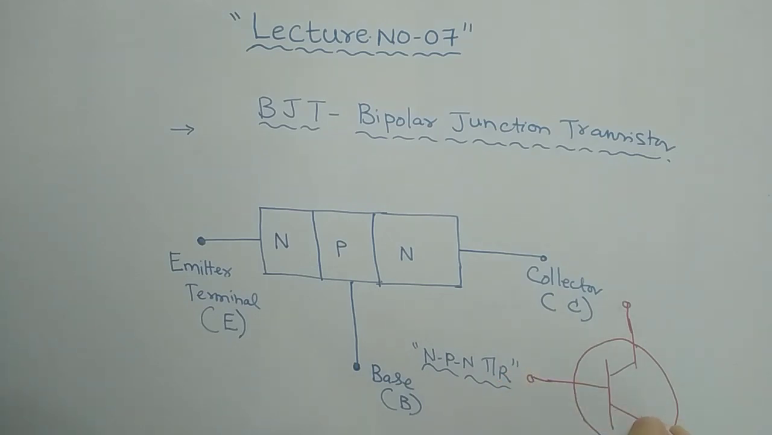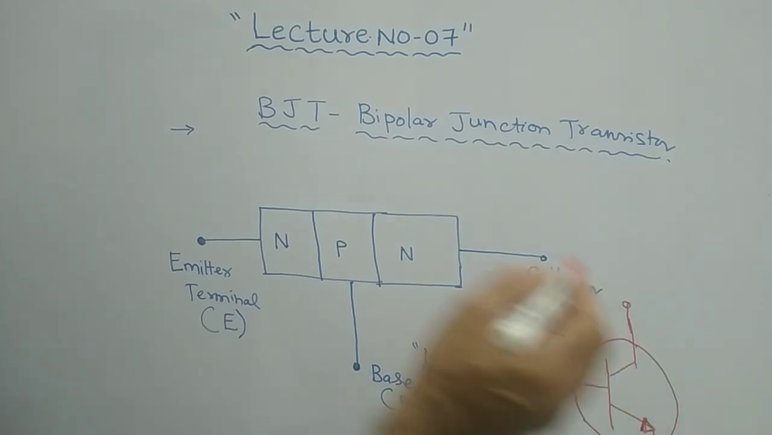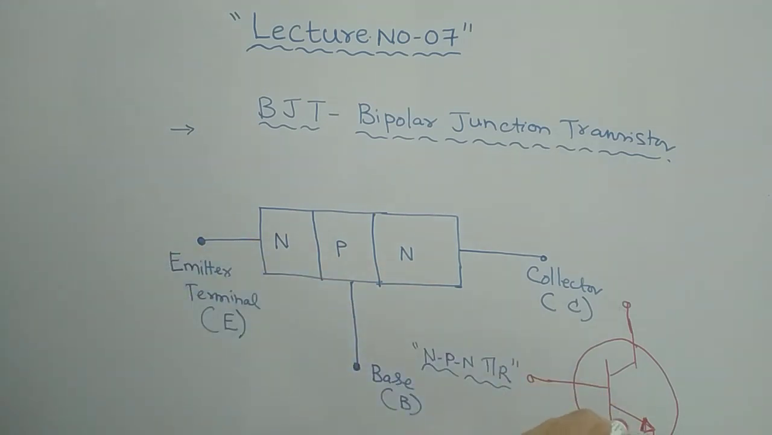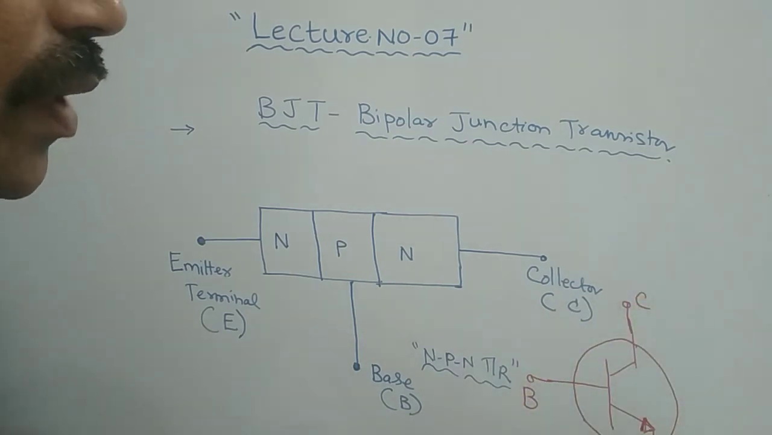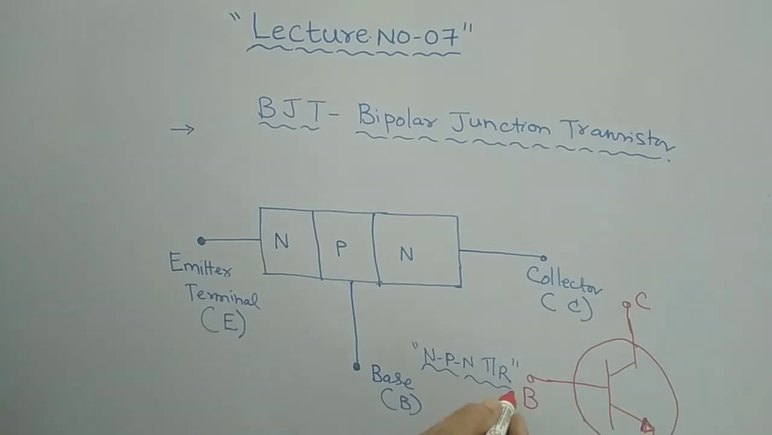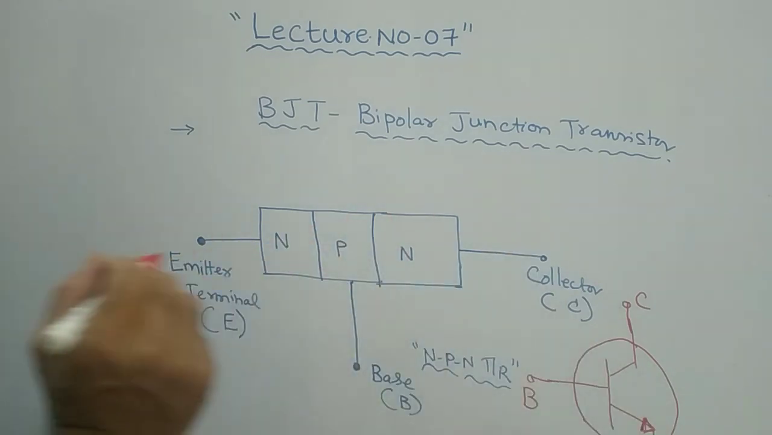Obviously, the arrow mark is very, very important. This arrow mark, the outward arrow mark, represents the flow of current, the direction of current. As we have these 3 terminals, in this electrical equivalent this is the base terminal, this is the collector terminal, and this is the emitter terminal. The arrow mark is shown in the downward direction, clear?